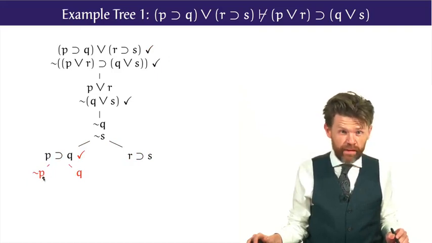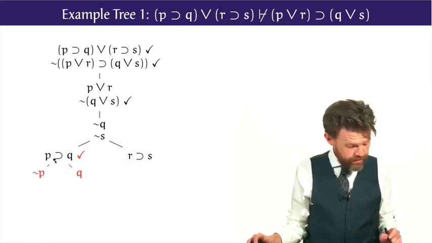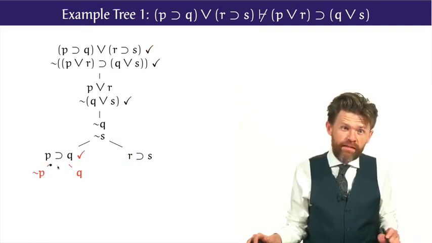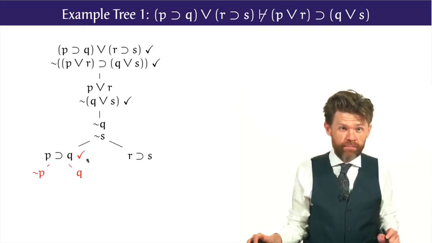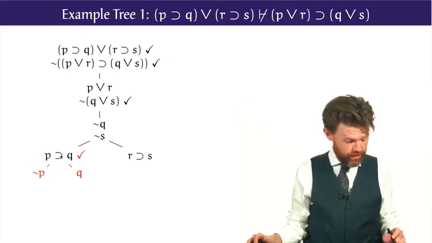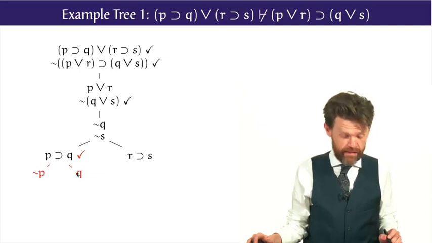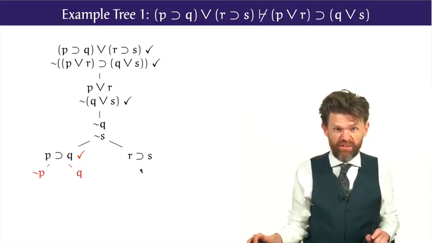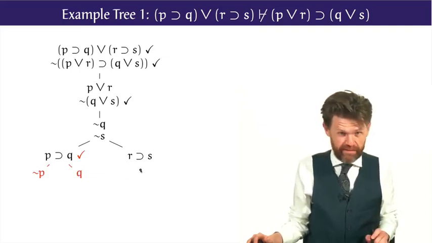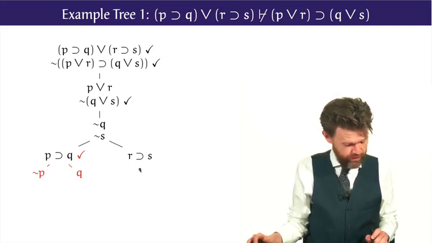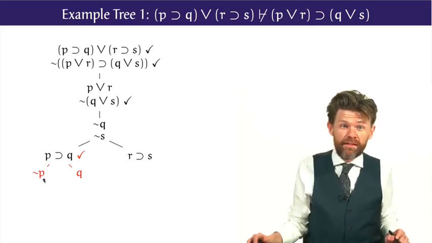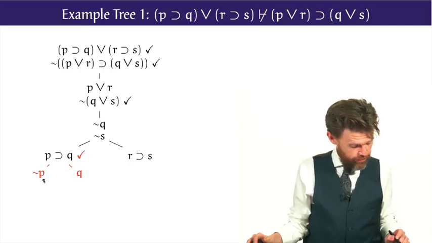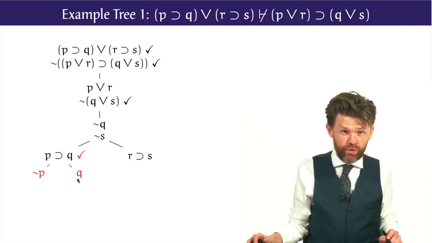I write down not P and Q, but I only do it in this branch because it's only in this branch on the left that the P implies Q is taken to be true, so I only put its results in this branch here on the left. I don't write it down here over on the right because that branch doesn't take P implies Q to be true. So now here in this branch, I've got the P false option and the Q true option.